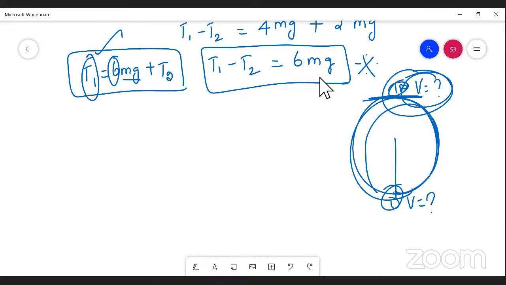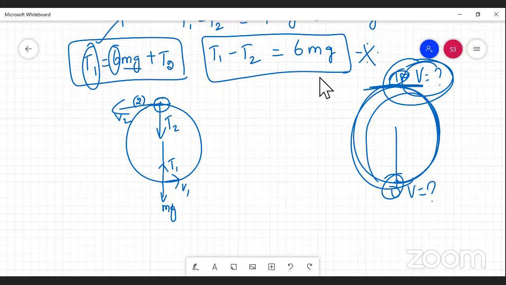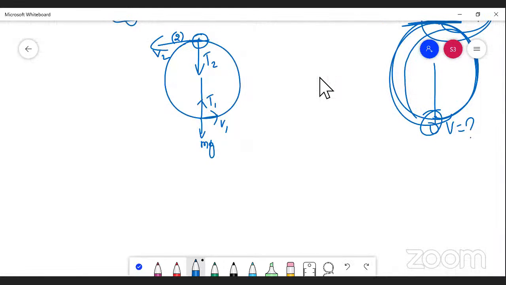Consider the two points. This is the first point, the lowest point, with weight mg, velocity v1, and the string acting in this direction with tension T1. This is the highest point, point 2, where the string acts in this direction, tension T2, and velocity v2. Am I right? So I want to calculate the minimum speed at point 2, the highest point. It's a very, very important formula: the minimum speed at the highest point.